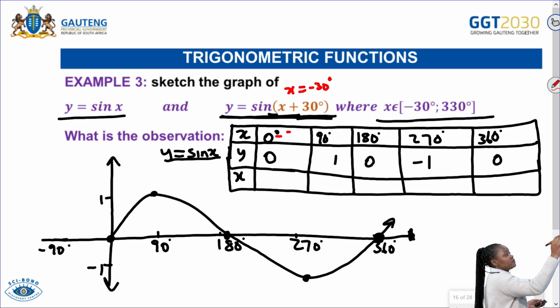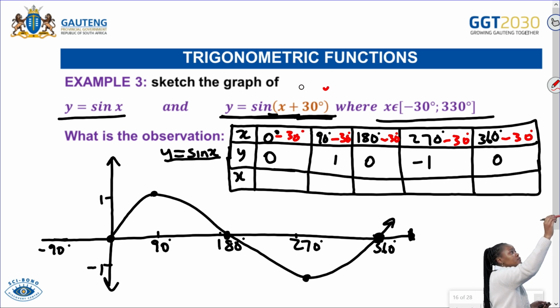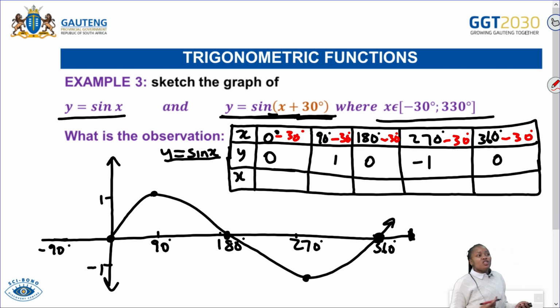So in each and every value of x, I'll subtract 30, subtract 30, and so on for all five values. The shift is vertical, right? Okay. So what are the new values of x? Because now my graph has been shifted horizontally, not vertical. I'm making a mistake. My graph has been shifted horizontally.